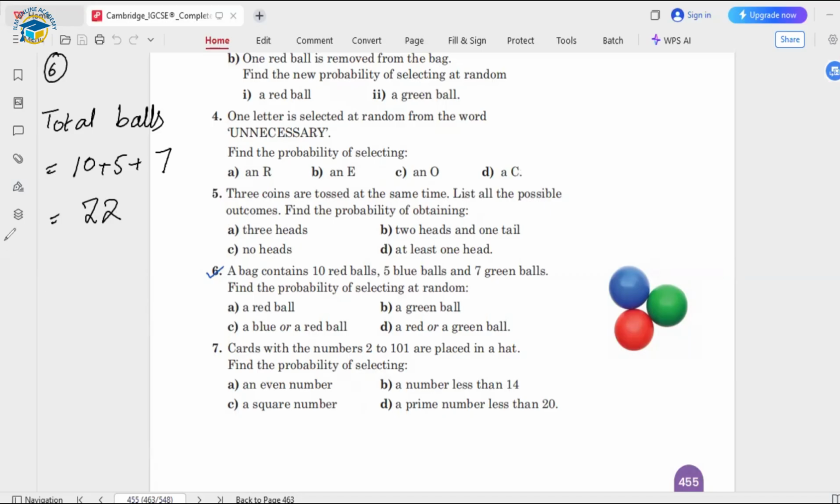After finding the total balls, we will first of all find the probability of getting a red ball. So how many times did we get a red ball? 10 red balls are there out of a total of 22 balls. Okay. If you want to simplify, you can, but mostly in probabilities we need not go with simplifications. If you want, you can simplify to 5 over 11.